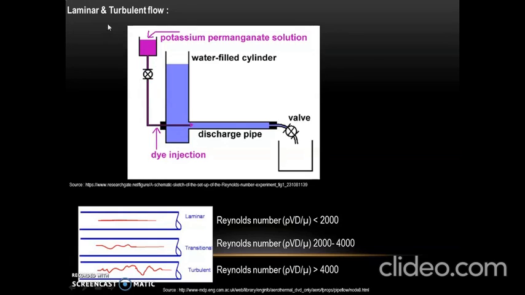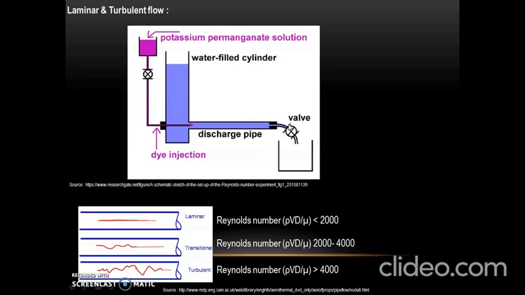We can come to know whether the flow is a laminar or turbulent flow by conducting Reynolds experiment, by which we will be able to get Reynolds number. So for finding Reynolds number, we need to know density of liquid, velocity of flow, diameter of the pipe and viscosity of the liquid. While conducting the experiment, the water which is filled in a cylinder is allowed to flow through a discharge pipe whose diameter d is known.